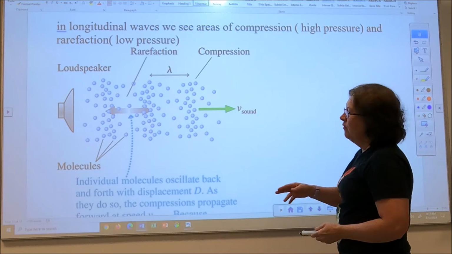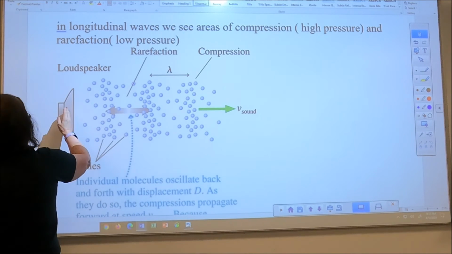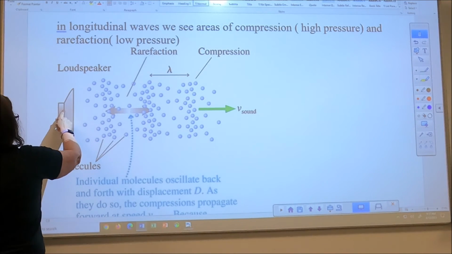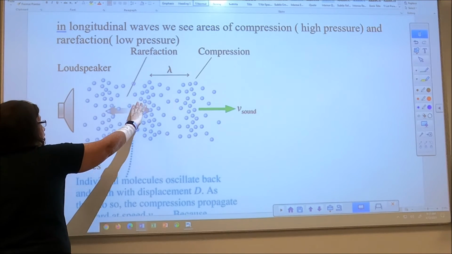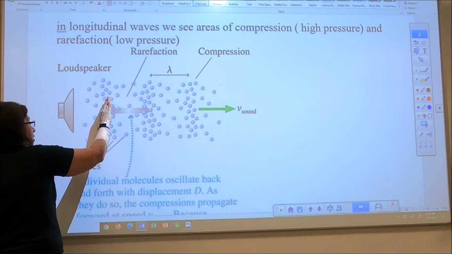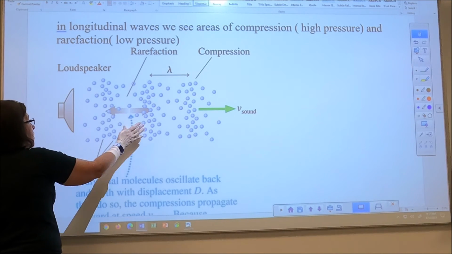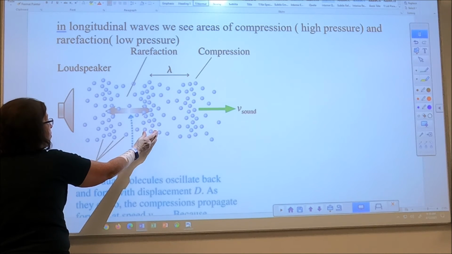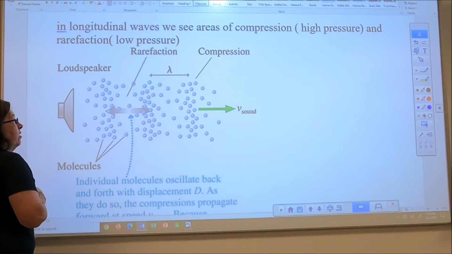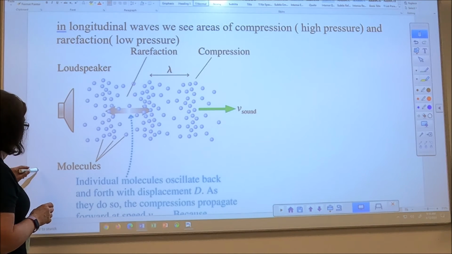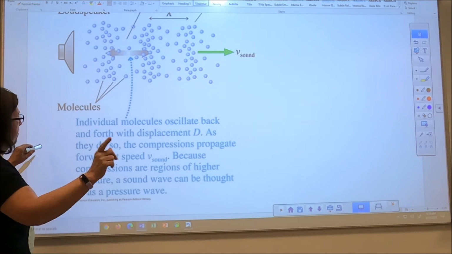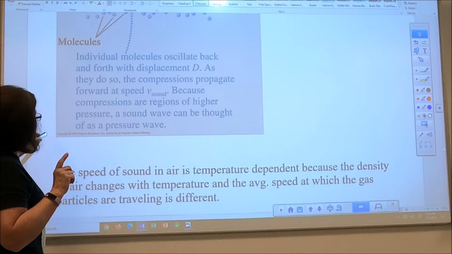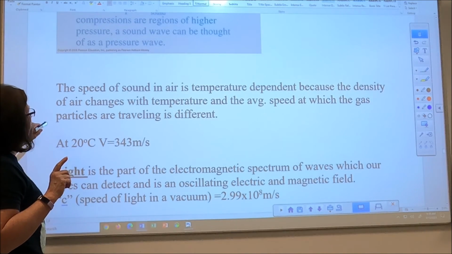Okay? So if I have a speaker, the way the speaker works is the inside part of the speaker here vibrates back and forth. That vibration pushes molecules and then it pulls back, so it ends up giving us regions of compression and rarefaction. So individual molecules then vibrate back and forth, and it's this back and forth vibration that gets moved through a region in space.